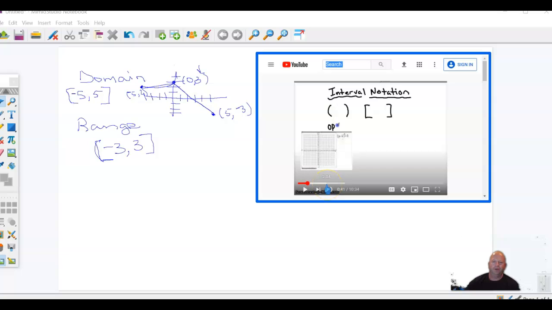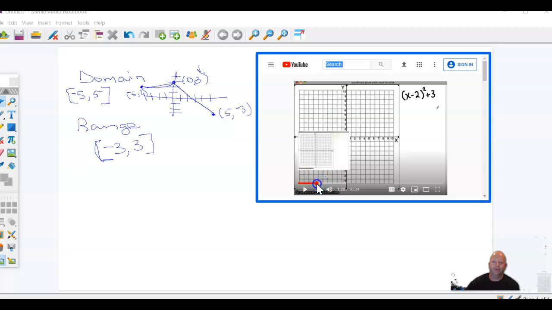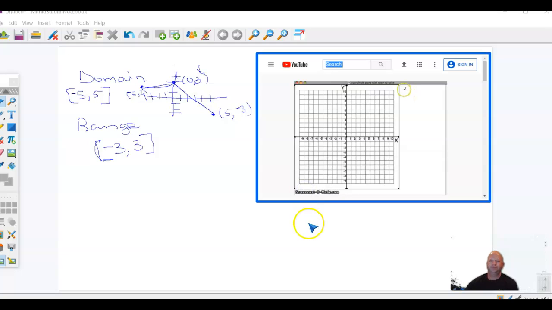He says that we're going to focus on quadratics. Remember, quadratics are the ones where they're x squared. They look like parabolas. Just so we know where he's going. And so let's see what equation he's going to use.